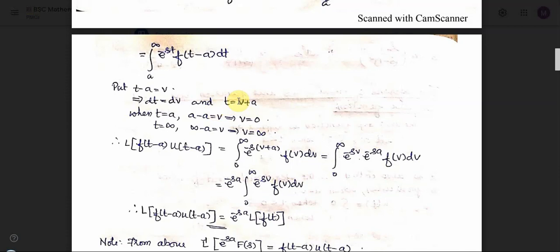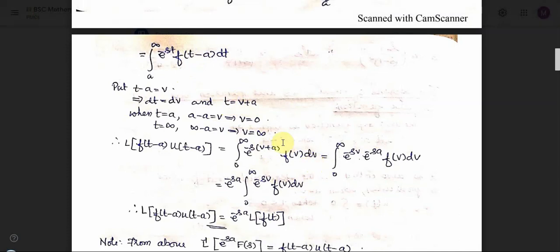e power minus s into t is substituted as v plus a. So this is v plus a. t minus a is substituted as v. Therefore, f of v dv. We will split this integral: e power minus sv into e power minus sa. We will open the bracket and use the formula e power a plus b is equal to e power a into e power b. Now we will analyze the powers here.